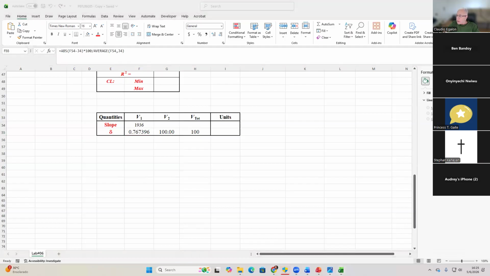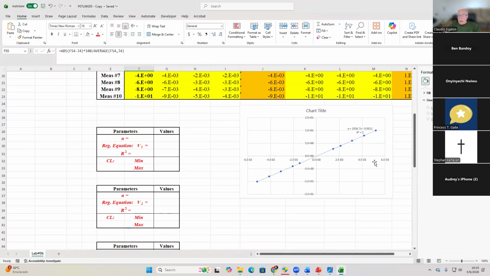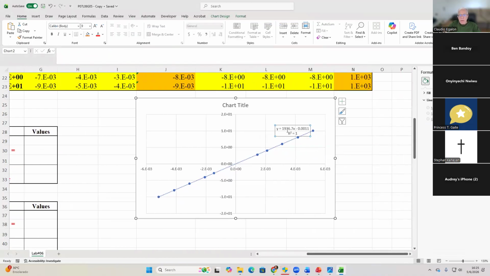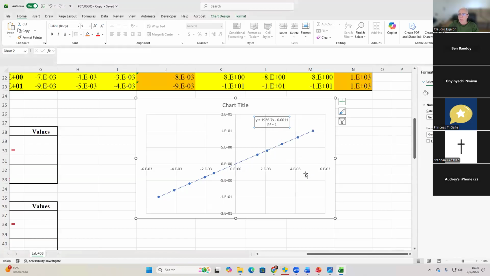Let's see, someone has a question, right? That's something I mentioned before. Let me mention again. If you have R squared equal to 1, you have to increase the number of decimal places here, Stefan. How do you do that? Click the box, right-click the box, format trend line label. Highlight format trend line label.